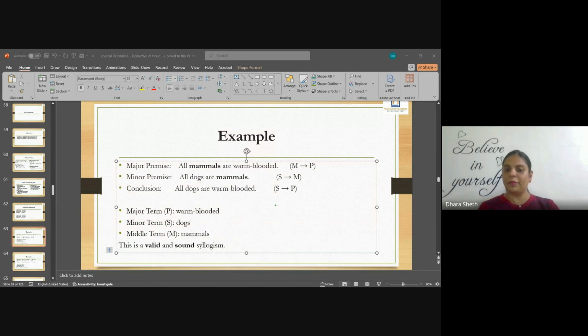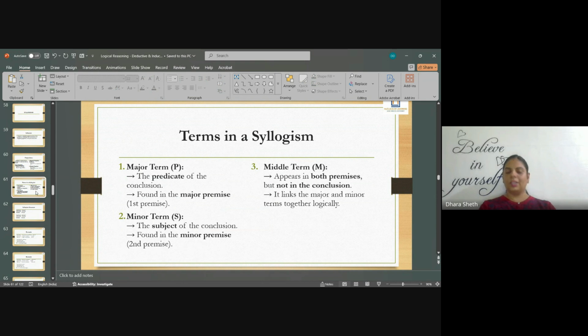Clear with major term, minor term, and middle term? I'll show that slide again. The predicate of conclusion found in the major premise, that's a major term, P. Subject of the conclusion, because it's the subject of conclusion, it's called S, and it is found in the minor premise. Middle term is M, appears in both premises, not in the conclusion. It links major and minor terms together.